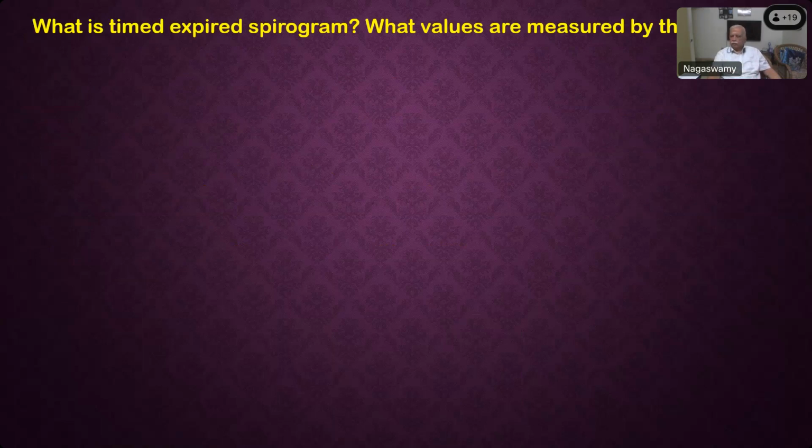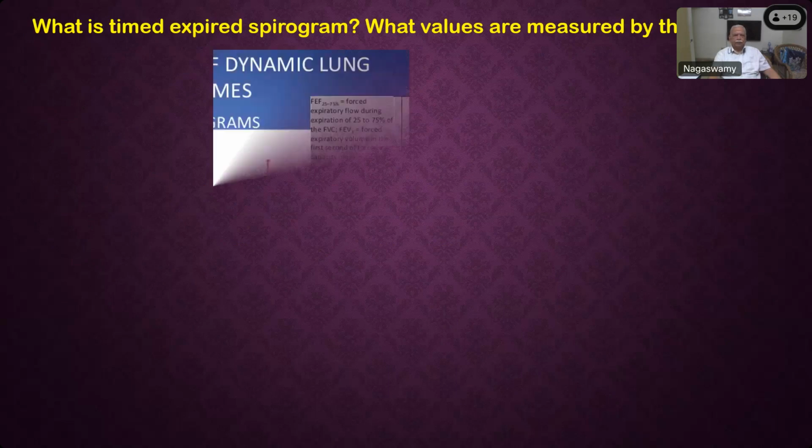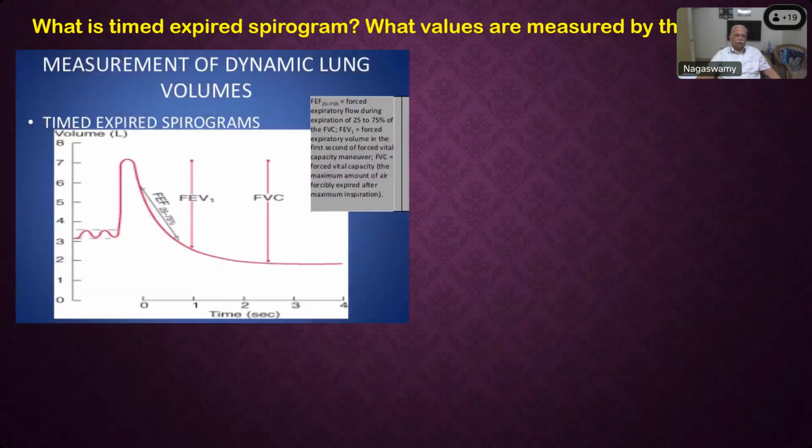This also can be an ASCII question. Okay. So this is how you have the timed spirograms, which is a measurement of dynamic lung volume. And in the timed expired spirogram, you measure FEF 25 to 75%. What is the importance of this?